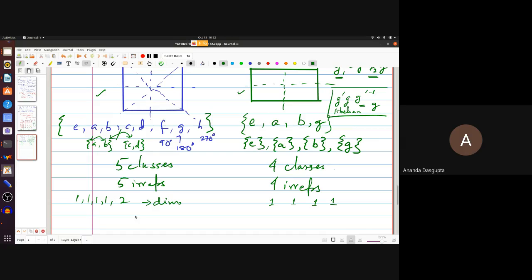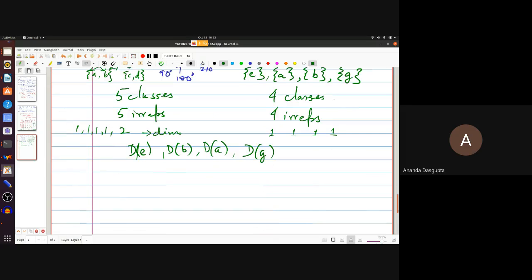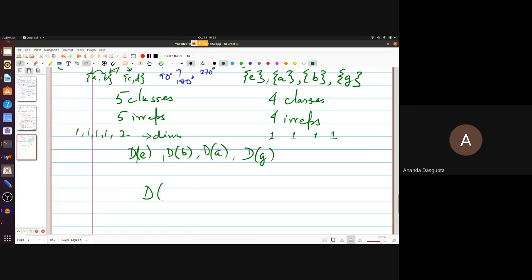So if you took the representation matrices DE, DB, DA, you forget the rather stupid order I wrote this in. You took these four matrices and multiplied, say, DA, DB. What would you get? You will get DBA. I'm talking about the representation matrices for a square, right? You will get DBA, right?